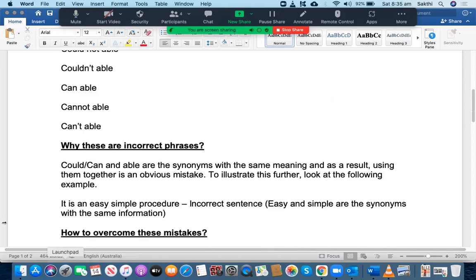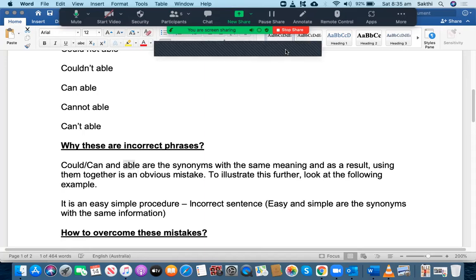Let's see this one: could and can, and then able. If you say could able or can able or could not able or cannot able, could and able are the same thing. They are synonyms which contain the same meaning, and as a result, if you use them together, it is an obvious mistake, isn't it?